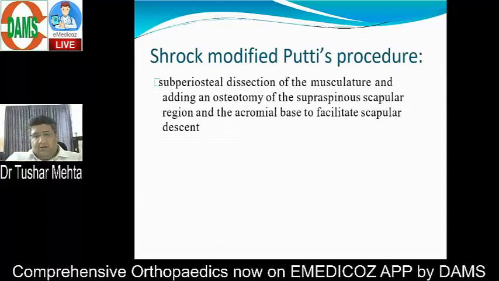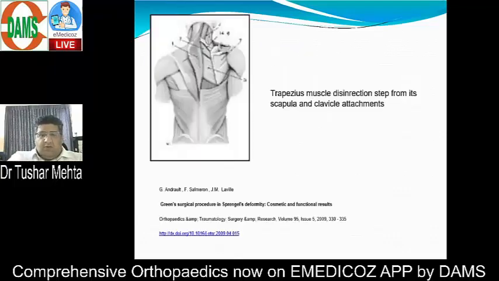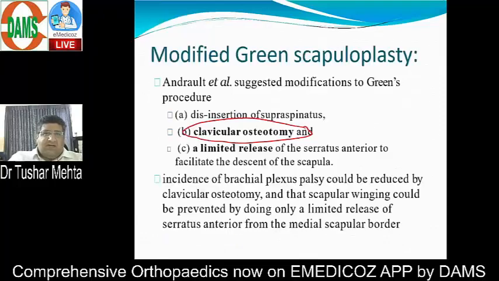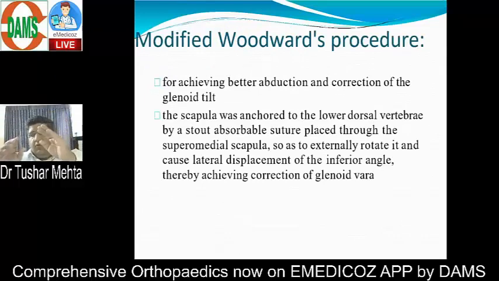When you add an osteotomy close to the supraspinous scapular area and the acromial base, we call it Schrock's modification of Potti. In Green scapuloplasty, we do basically the same thing; the resection will be done. But in modified Green scapuloplasty, we add clavicular resection or clavicular osteotomy to decrease the brachial plexus complication. In Woodward, we are shifting the origin of trapezius down so that the scapula can be kept in a pocket of trapezius. Then in modified Woodward, we did an osteotomy so that glenoid varus can be corrected.